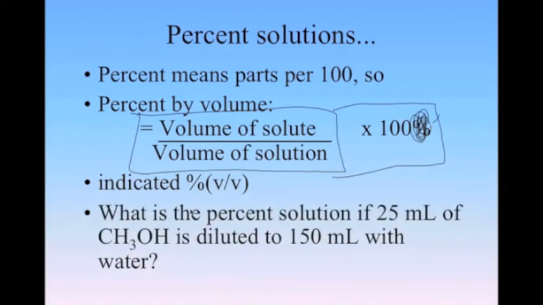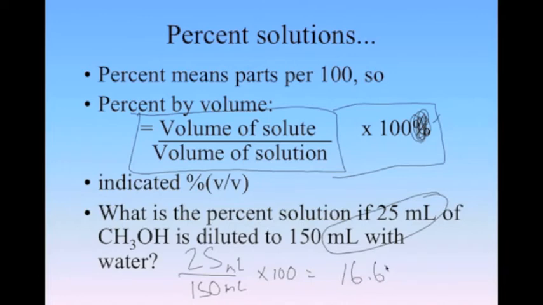So here's our question. It says, what is the percent solution if 25 milliliters of methanol is diluted in 150 milliliters of water? If they're in the same units, it works out fine. You can keep them in milliliters. If one's in milliliters and one in liters, then you have to change it and make the units match. So we have 25 over 150 for our two volumes in milliliters, multiplying all of that by 100, and we would get a percent solution of 16.67%.